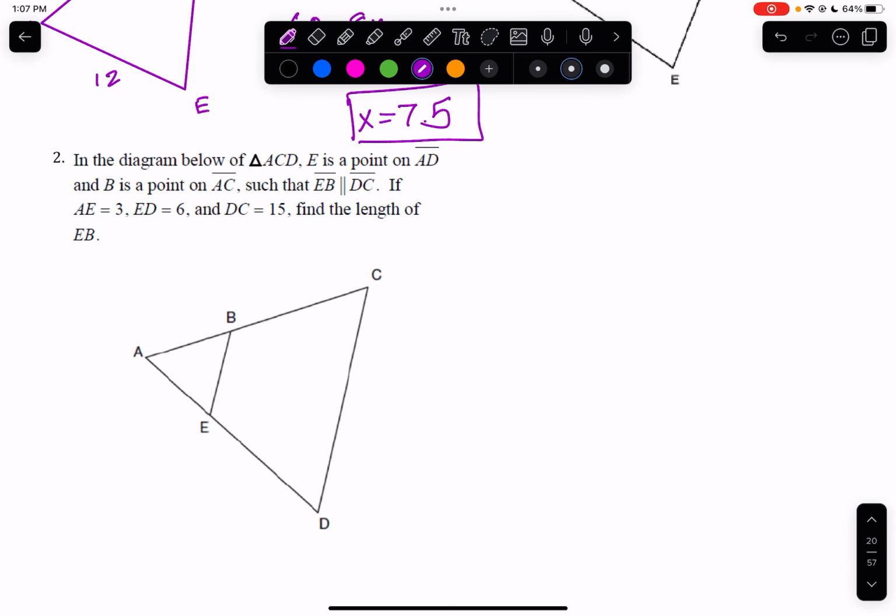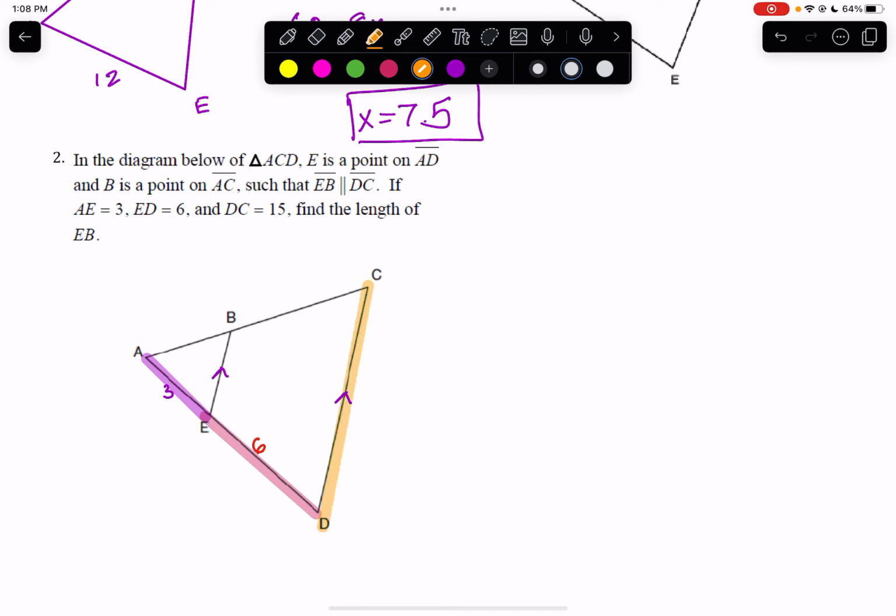In the diagram below, E is a point on AD, B is a point on AC such that EB is parallel to DC. If AE is equal to 3, so AE is right here, AE is equal to 3, ED is equal to 6, and DC is equal to 15, find the length of EB.